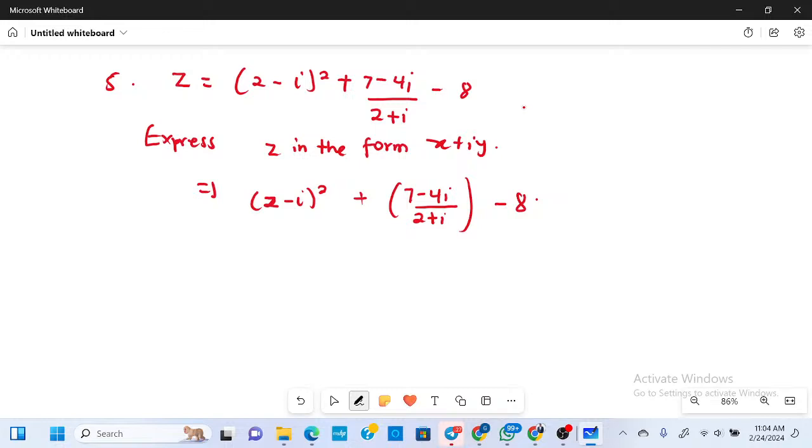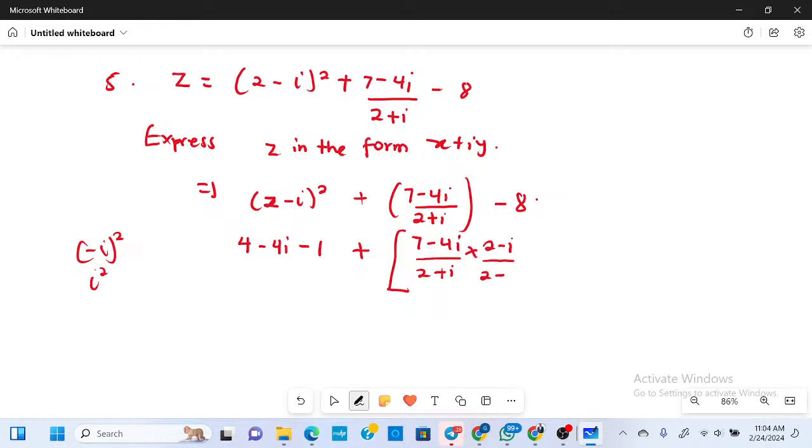I'll take this and simplify it as 4 minus 4i, then minus i squared is simply what? Plus 1, right? So let's see, negative i squared. I have i squared, and that is negative 1, sorry. So negative 1. So plus this expression, I'm going to use the conjugate: 7 minus 4i over 2 plus i, multiplying by 2 minus i over 2 minus i, minus 8.